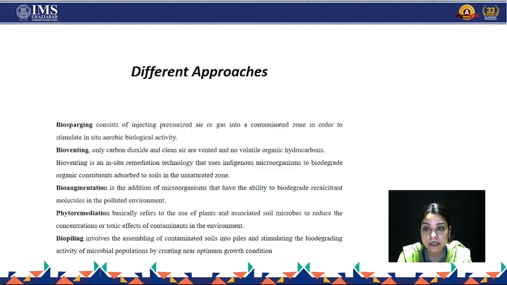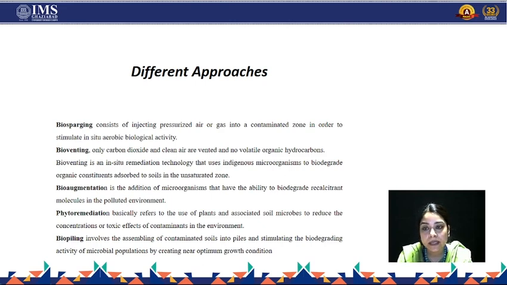In bioaugmentation, microorganisms having the ability to degrade toxic pollutants into a non-toxic form are added. So basically, in the bioaugmentation technique, the addition of microorganisms can enhance the process of bioremediation. Similarly, in biosparging, we can achieve this by the addition of air or some gases into the contaminated zone, in order to stimulate the in situ aerobic microorganisms, by which we can increase their aerobic biological activity, and which enhances the bioremediation technique.